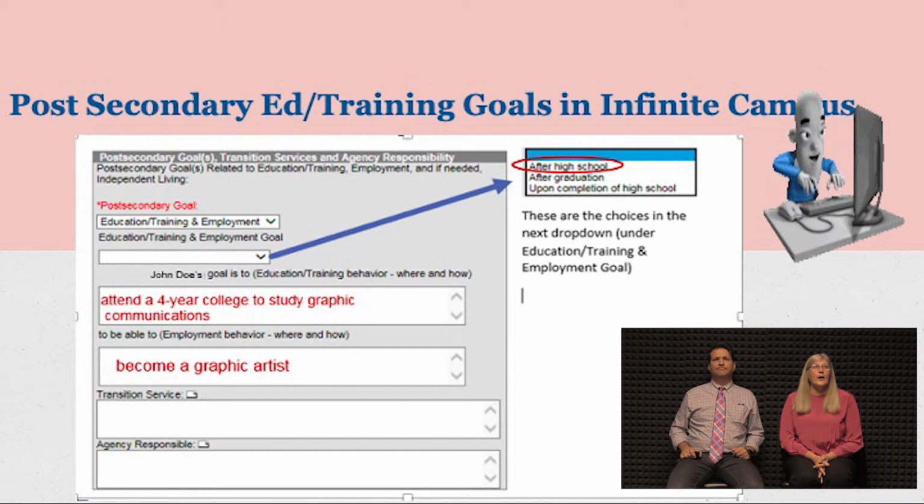So under the post-secondary goal, you have to select the drop-down box and you click whichever one that you want. It doesn't matter which one, whatever one that you want. Below the student's goal is to, you have to enter specific education or how or where the student plans to get their required training or education. And then you're also going to have to put in here where it says to be able to, you have to add a specific employment behavior of what the student plans to be employed as. So if they're going to be a welder, we need to make sure that we put in there a welder.